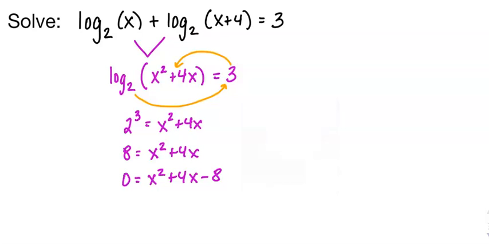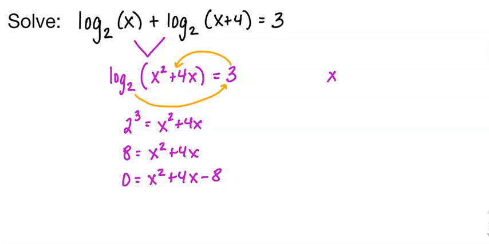Now we need to look at how to solve this quadratic equation. This is one that cannot be solved by factoring. There are no numbers that multiply to -8 but add to 4. So your choices are to either complete the square, which works out pretty nice on this one, or use your quadratic formula. Let's look at how we could use our quadratic formula.